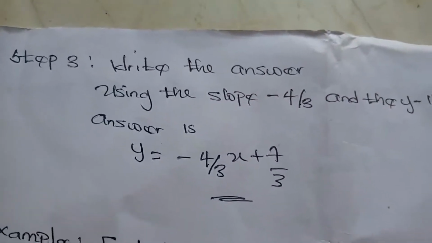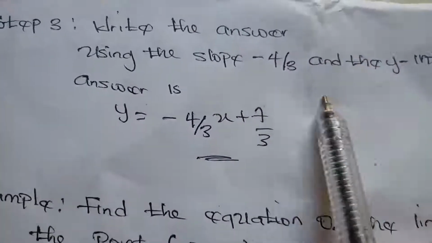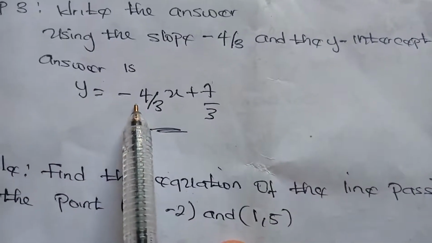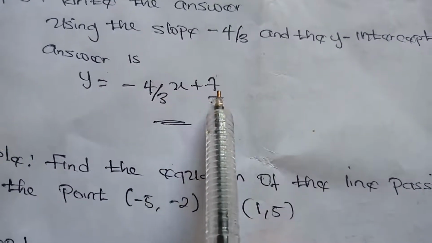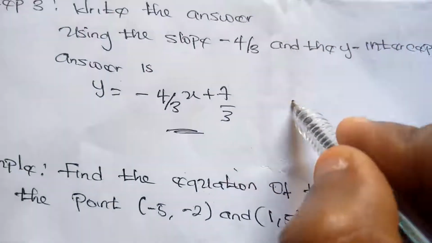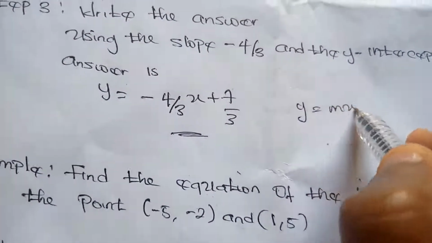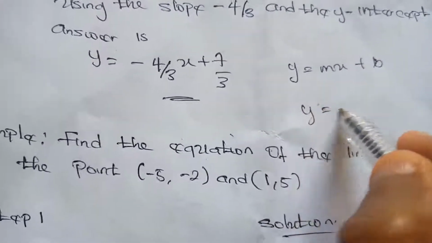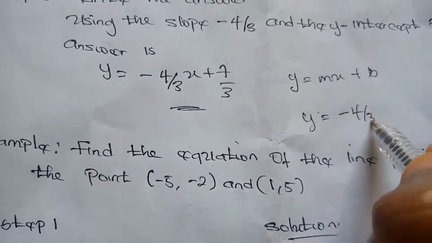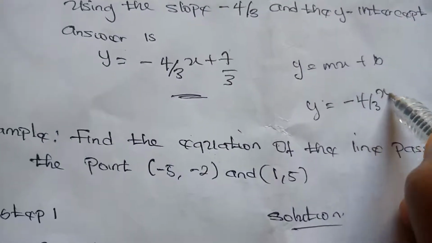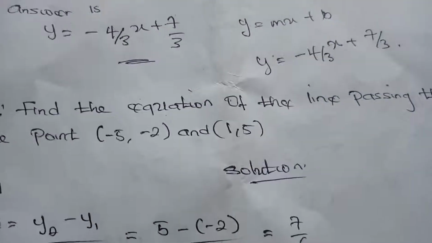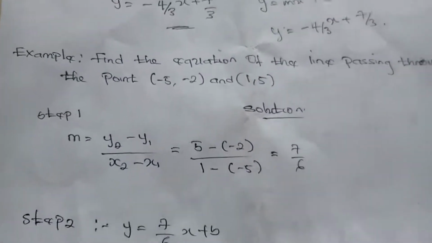Now step 3: write the answer using the slope, minus 4 over 3, and the y-intercept, 7 over 3. The answer is y equals minus 4 over 3 x plus 7 over 3. This is the same as writing y equals mx plus b, where minus 4 over 3 is our slope and 7 over 3 is our intercept b.